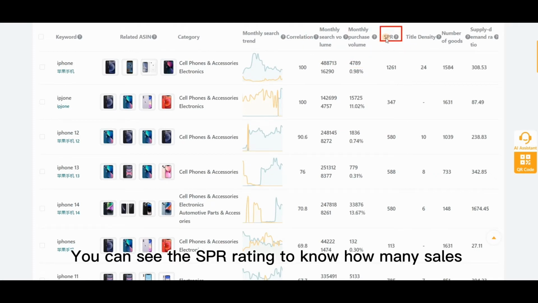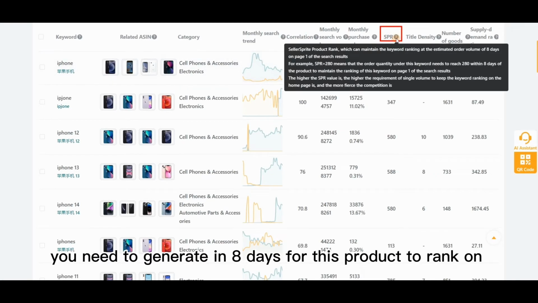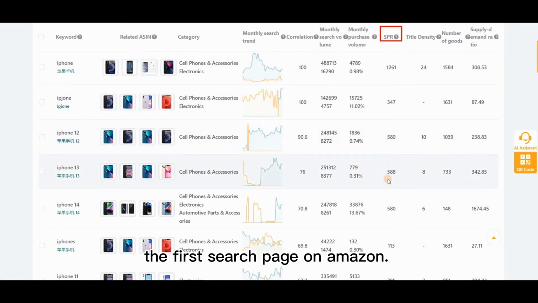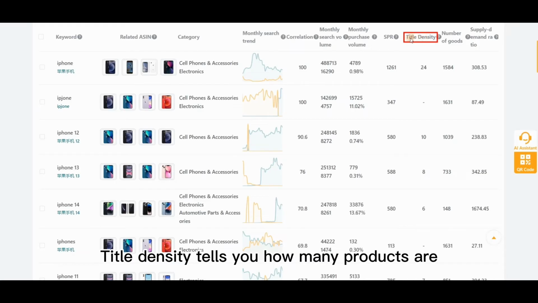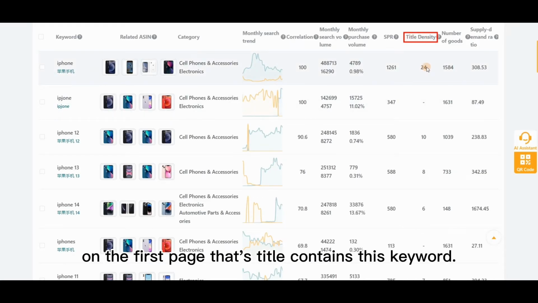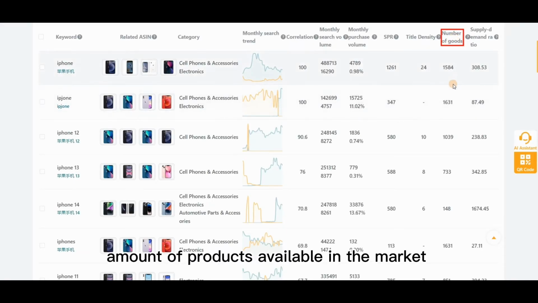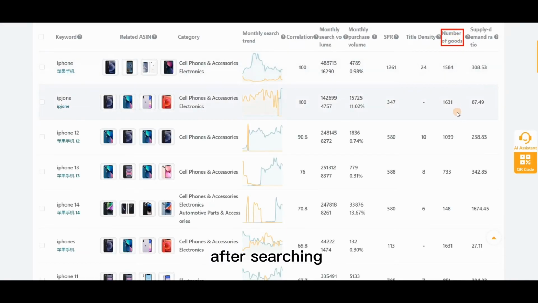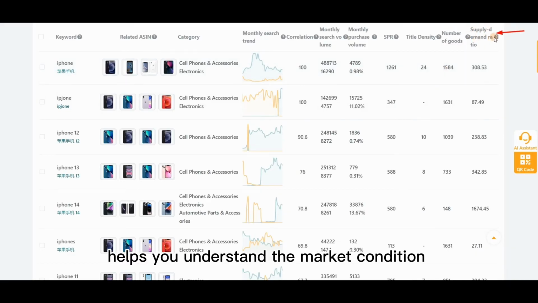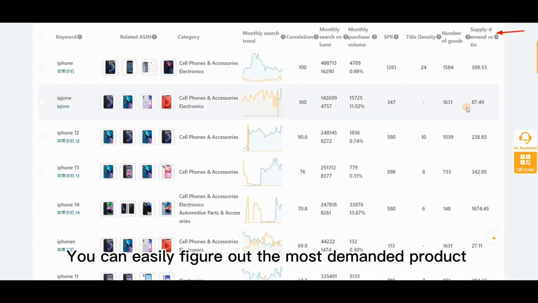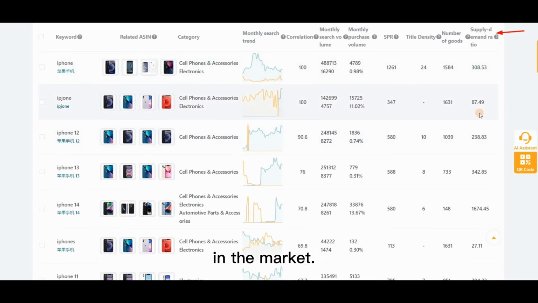You can see the SPR rating to know how many sales you need to generate in 8 days for this product to rank on the first search page on Amazon. Title density tells you how many products on the first page have titles that contain this keyword. The number of goods refers to the total amount of products available in the market after searching with this keyword. Supply-demand ratio helps you understand the market condition and know if the product is saturated in the market. You can easily figure out the most demanded product in the market.